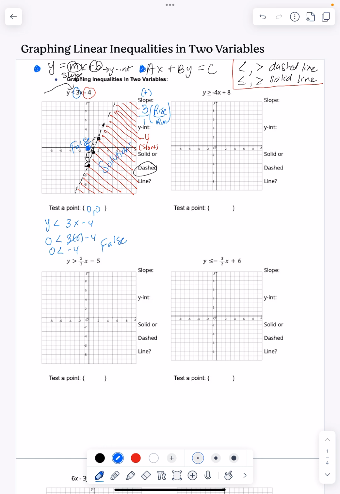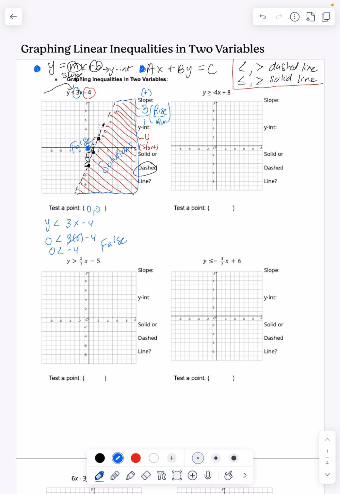So everything inside this region right here are all solutions, except the actual values on the line, because we did say it was dashed, so that meant that those values were not included. So let's take a look now at the second one.